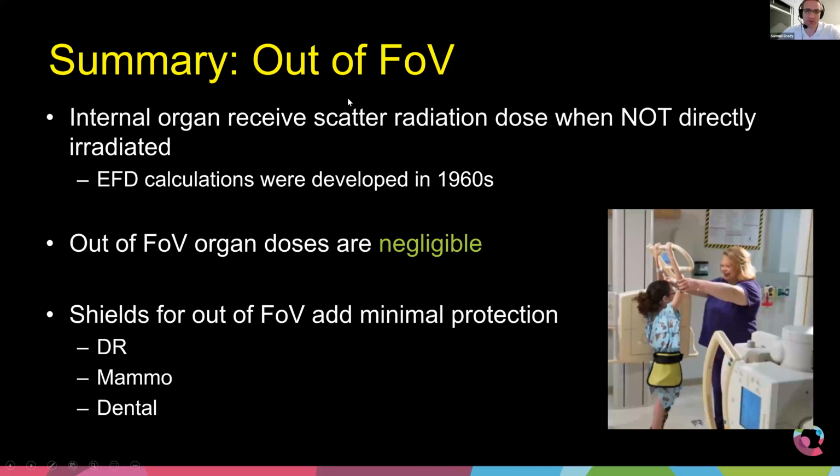So let's just do a quick review of all of these. Once again, we talked about how internal organ dose is from scatter radiation, not directly irradiated. And this is all based on the distance from the edge of the imaging field of view, that light, to whatever organ you're considering. We've known this for a long time, since the 1960s. So out of field of view organ doses are negligible for X-ray, so DRCR, dental, and mammo.